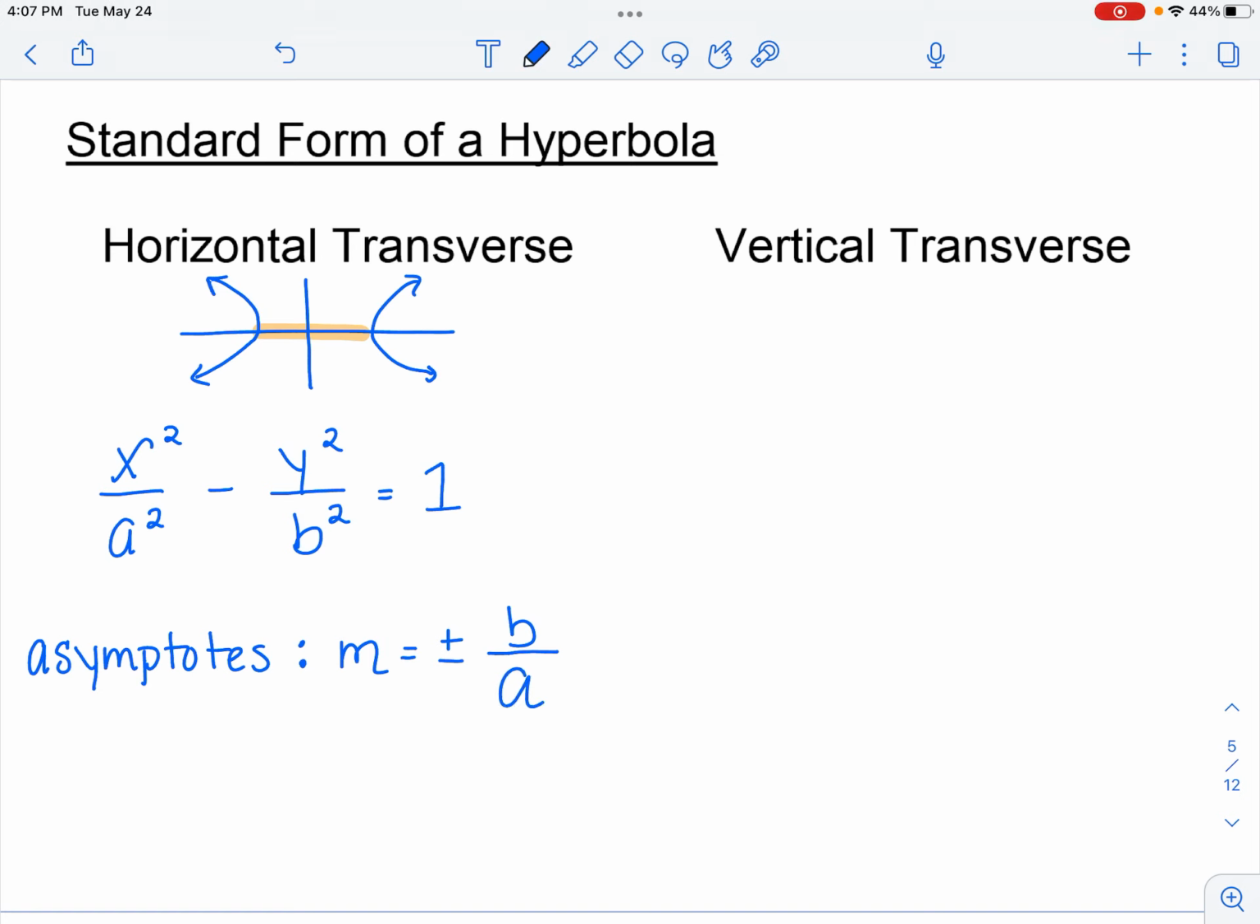So the asymptotes are change in y over change in x. Whatever's under the y helps me find the change in y. Whatever's under the x helps me find the change in x. But we use the a and the b and not the a squared and the b squared. So that's a horizontal transverse.